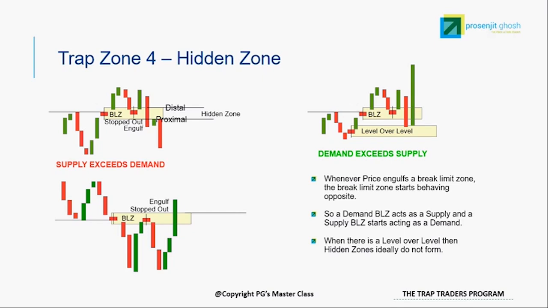So in this case, as you can see, there is no price structure formed. This is a straight momentum green candle, but still I can take a trade by keeping my entry at the distal line of the supply break limit zone and my stop at the proximal line of the supply break limit zone. And when price returns, this is my hidden zone and I am going to take a big and beautiful trade. So demand exceeds supply. In the supply case as well, there can be a level over level. If there is a level over level, a hidden zone may not form. Okay, everyone, give me a check whether you are able to understand this.